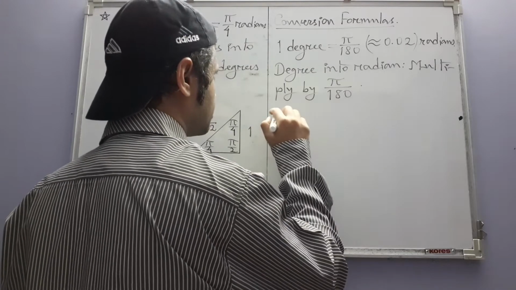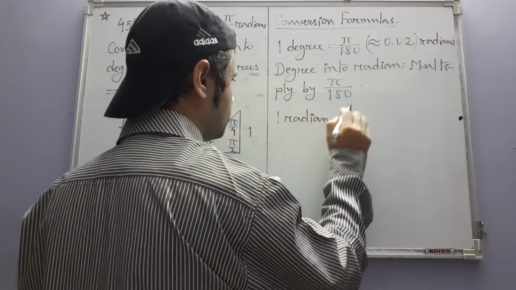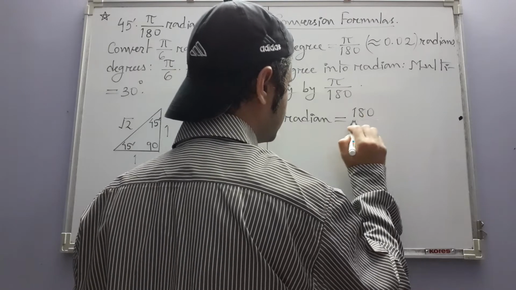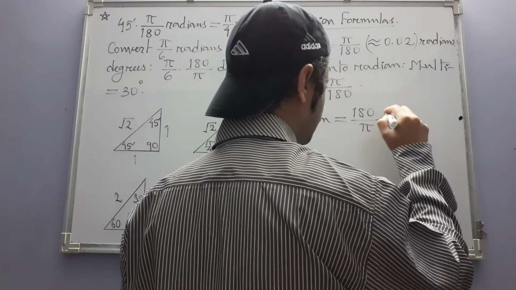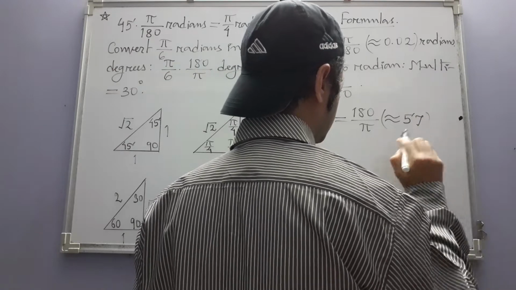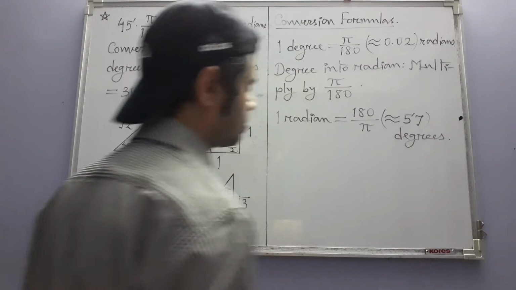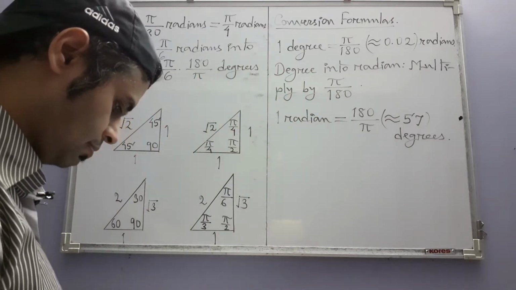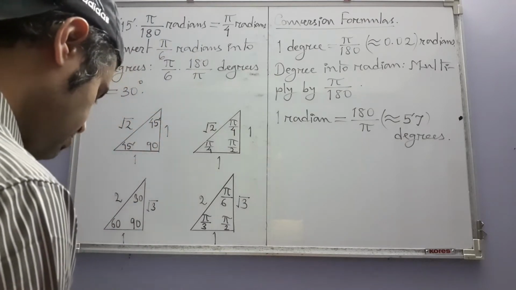And in the other direction, 1 radian is exactly equal to 180 divided by pi degrees. However, this number itself is approximately 57. Well, let me just see if I have got the character. Yeah, these values are okay. There is no error in these things.